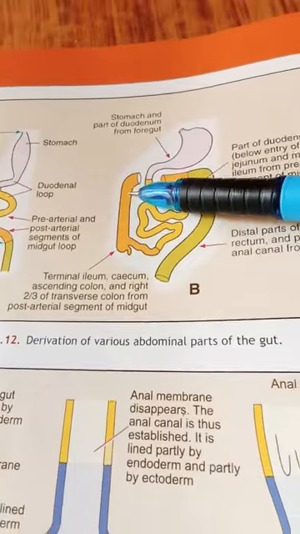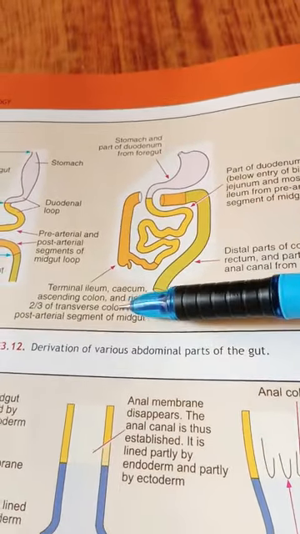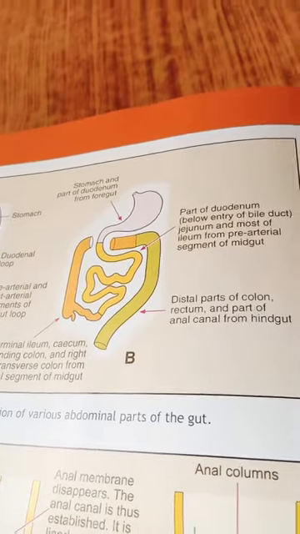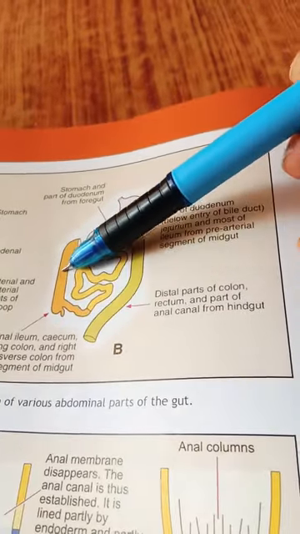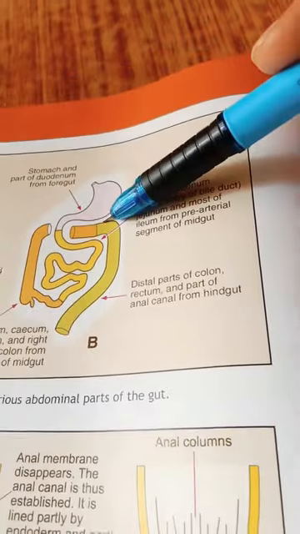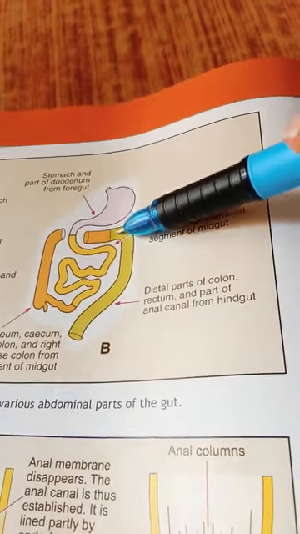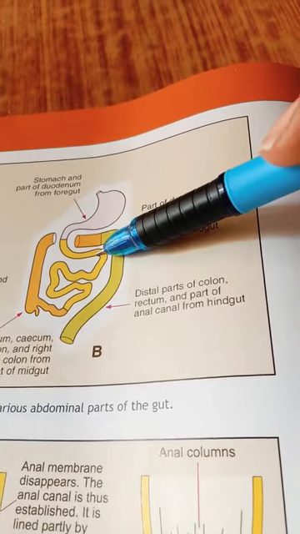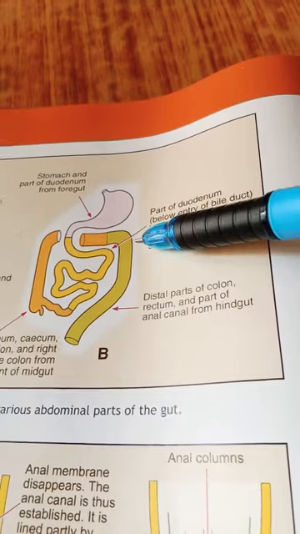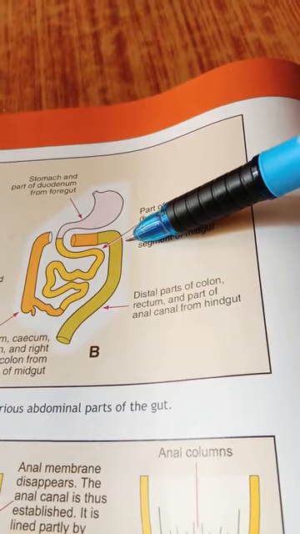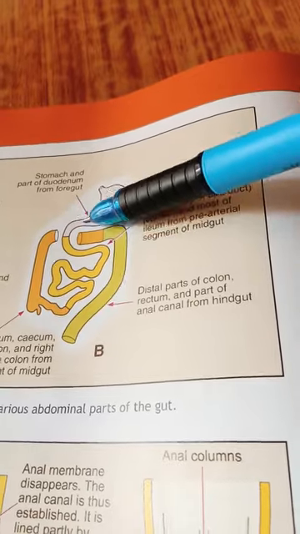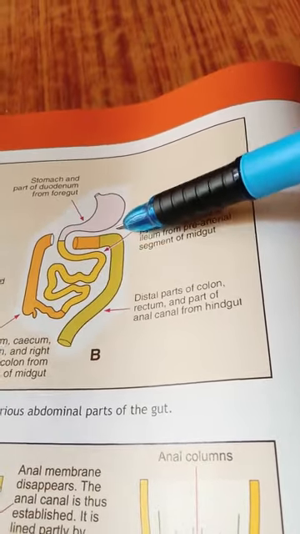So we know this is the ascending colon, and this ascending colon is mainly derived from the post-arterial segment of our midgut, which is distal to our cecal bud. So you can see this is distal to our cecal bud. And next we have the transverse colon. So this is the transverse colon. In the transverse colon, the right 2/3 part is from the post-arterial segment of the midgut loop, but the left 1/3 is mainly from our hindgut, which is supplied by the inferior mesenteric artery, and we know this is supplied by the superior mesenteric artery because this is from midgut and this is from hindgut.